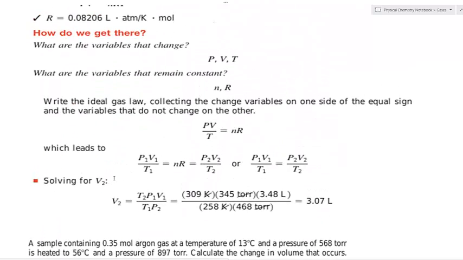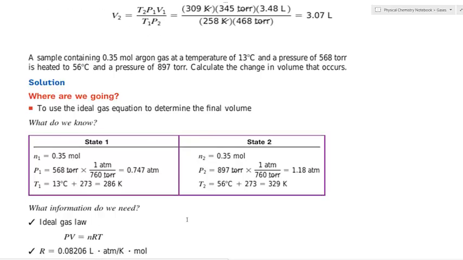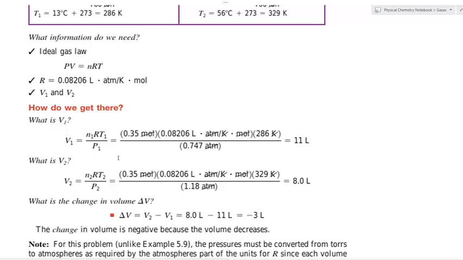You notice here we didn't actually have volume. What we're asked is to find a change in volume, and that is why we had to convert our pressures into atmospheres, because we needed to actually find the volume each time. So for volume 1, we use n1RT over P1, which gives us 11 litres. Volume 2 gives us 8 litres. The change in volume is the difference between them. The change in volume is negative, and the volume decreases.